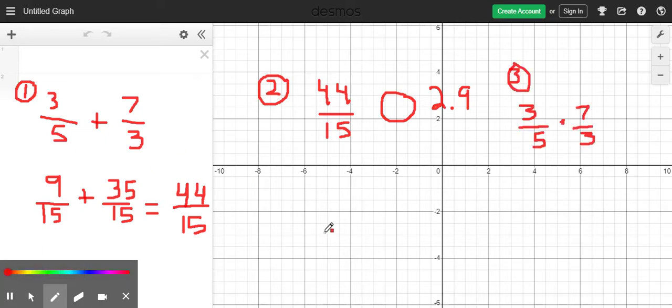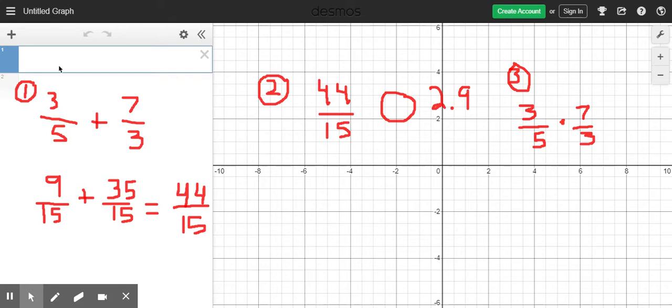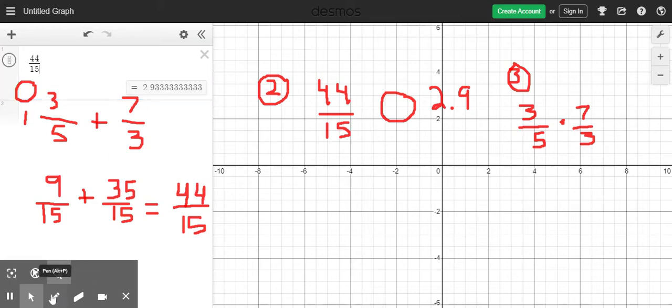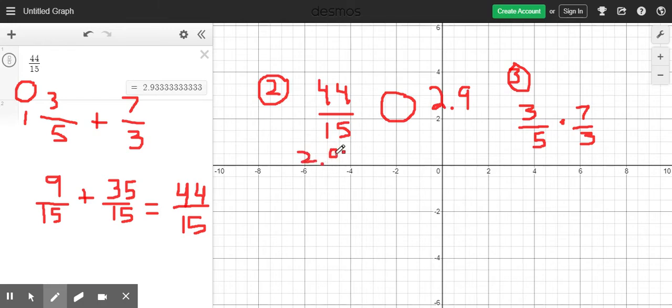Okay, so to figure out if 44 15ths is less than, equal to, or greater than 2.9, we're going to enter that into Desmos. 44 15ths means 44 divided by 15, and we can see that this is 2.93333, repeating on and on forever. So 44 15ths is slightly greater than 2.9.